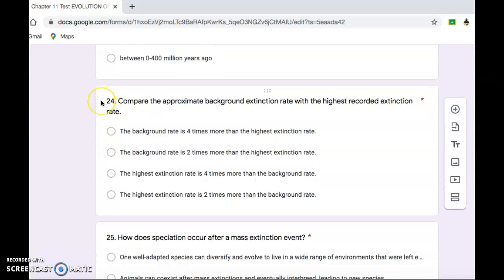Number 24. Compare the approximate background extinction rate with the highest recorded extinction rate. The background rate is 4 times more than the highest extinction rate. The background rate is 2 times more than the highest extinction rate. The highest extinction rate is 4 times more than the background rate. Or the highest extinction rate is 2 times more than the background rate.